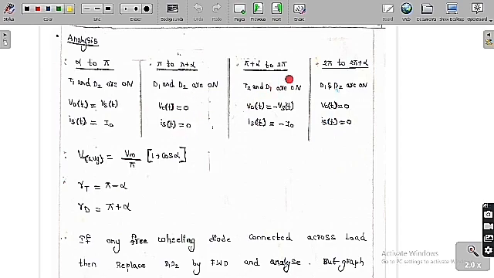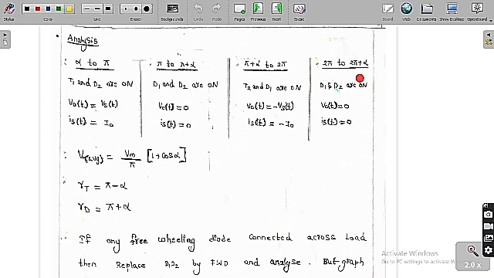Whereas from pi plus alpha to 2 pi, we have already triggered T2. So T2 and D1 are going to conduct in this range. Therefore if you apply KVL, we are going to get V0 is equal to minus Vs of t, and Is of t is equal to minus I0, which is the negative of the load current.